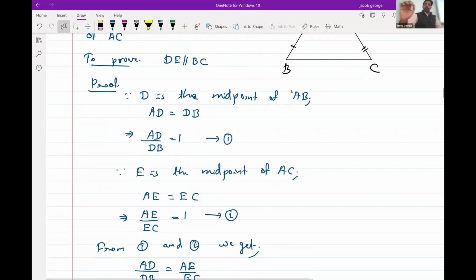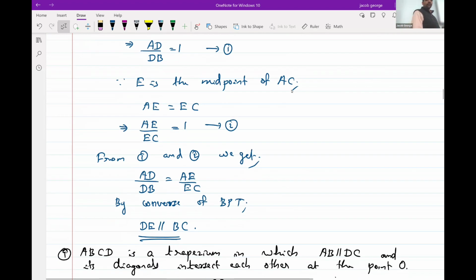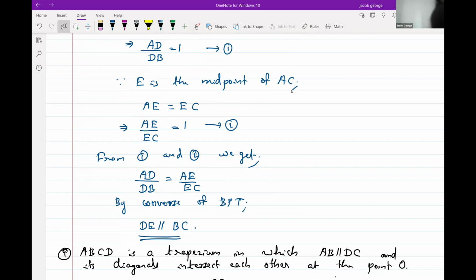Now, from equations 1 and 2, what do you get? AD by DB is equal to AE by EC. Is it clear? Yes. So which means, by converse of BPT, we can write DE is parallel to BC. Please write. Finished? Yes. By converse of BPT, DE is parallel to BC.